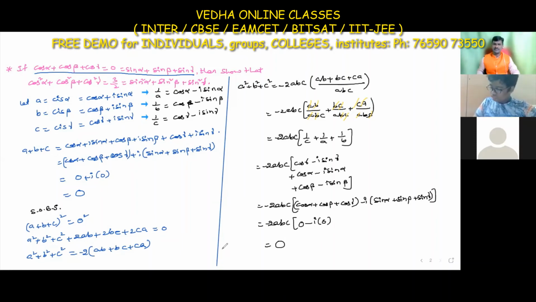So what we are getting finally is A square plus B square plus C square equals 0. What are the A, B, C values? A, B, C is nothing but cis alpha, cis beta, cis gamma, in full form.